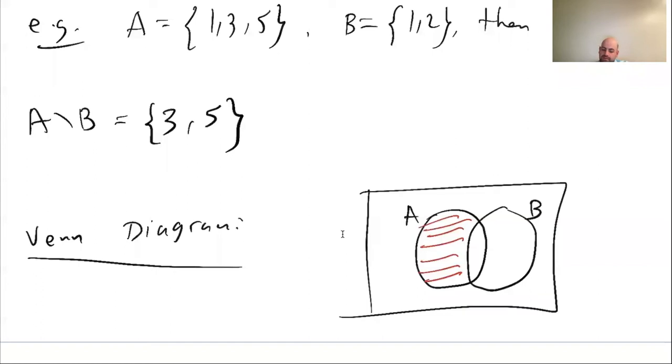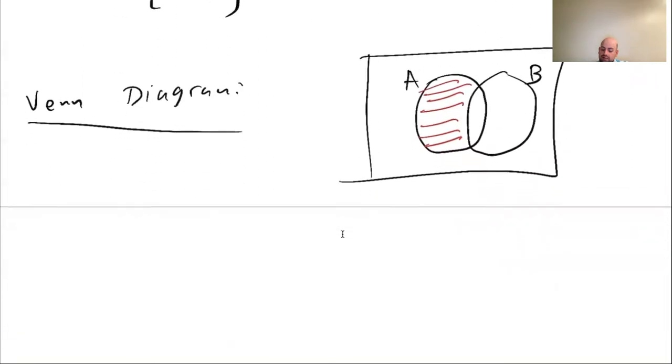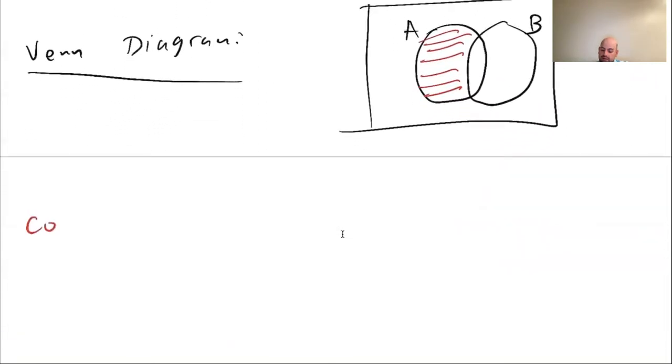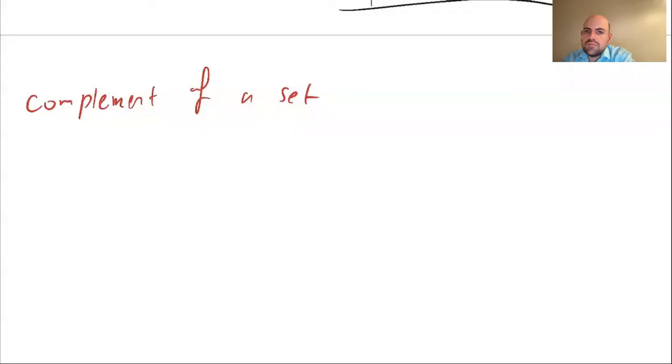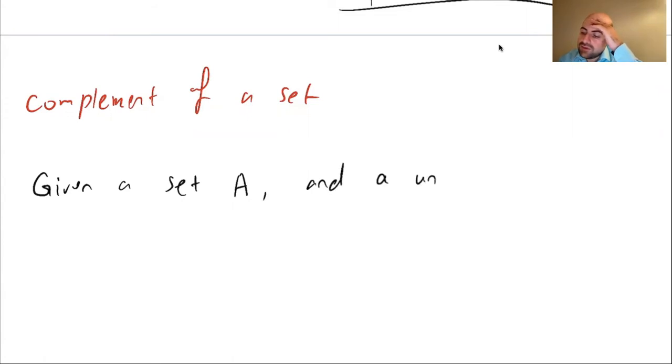Okay. And then the next topic we want to look at is complement of a set. Complement of a set. For complement of a set, let's assume we have a set A. So given a set A, and we also need a universal set, U.